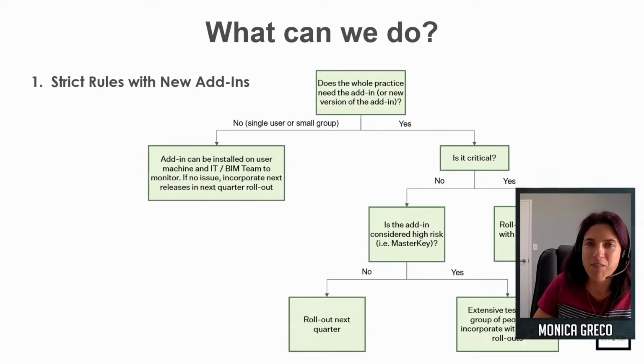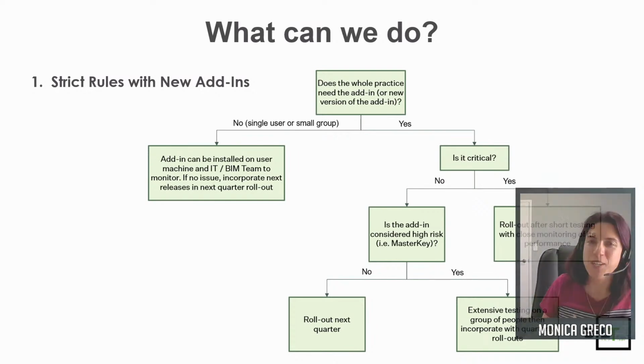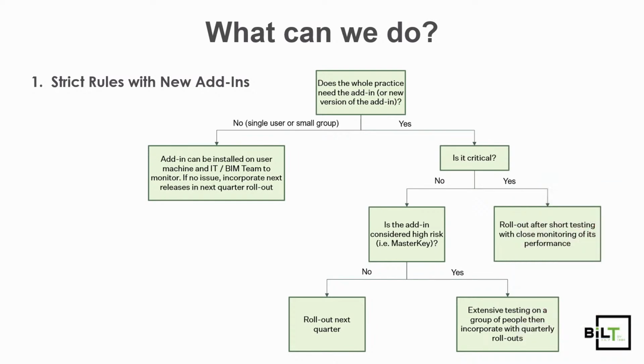And this is a very simplified flowchart of how it works. When there is a new version of an add-in or a new add-in that comes up, the first question we ask ourselves is, does the whole practice need it or not? If not, like I said, it can be deployed to only that person or that small group, and we monitor it very closely. And if there's no issue, then any new release will be incorporated in the quarterly rollout.